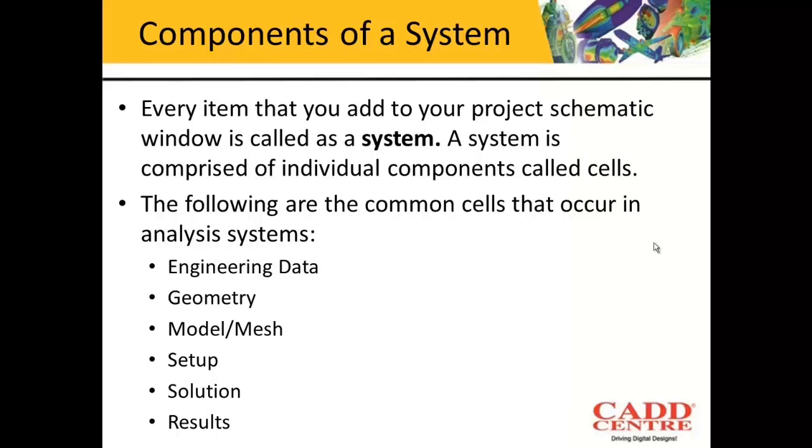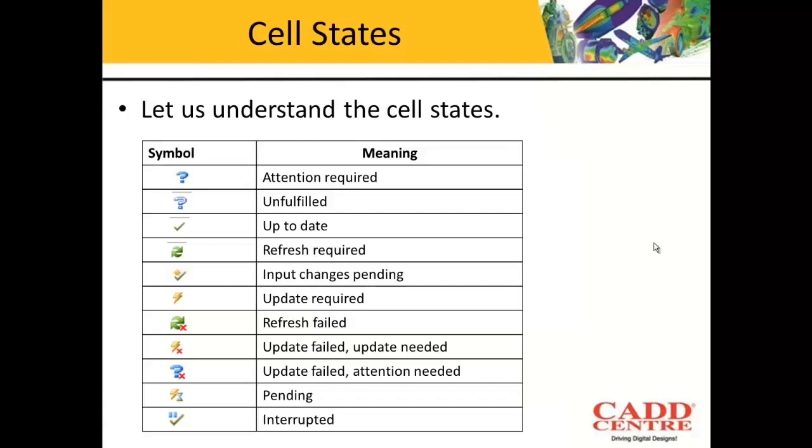In this, the engineering data cell consists of all the material information that is required for the analysis. The geometry cell consists of the model that is required for the analysis, and the model cell consists of all the mesh data, the boundary condition, load information, and all the other analysis settings that are required for the analysis. So these are the most common cells that occur in every analysis system that you add. Now let us discuss the cell states.